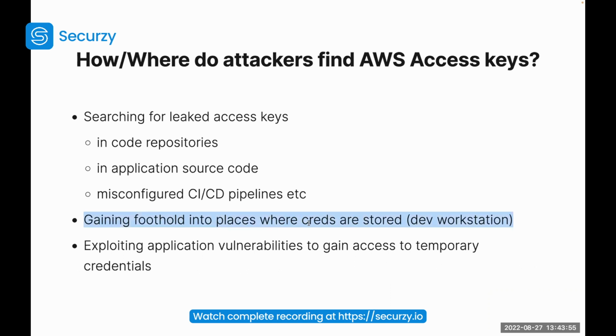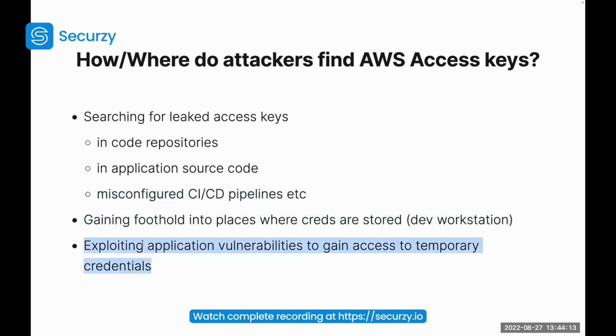Again, this is something that has happened only in red teaming engagements where we were able to gain access to dev workstations or their laptops or their development environment. And they had the credentials in the config files like I was talking about. But this is not something that I've found extensively. This is where I've found most of my credentials.